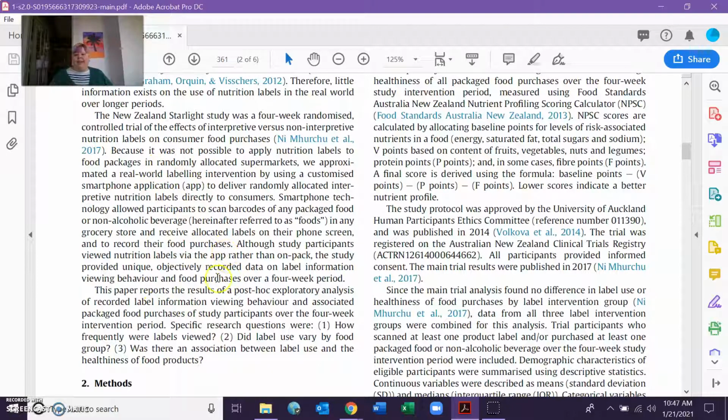So this is a post hoc analysis, an analysis they did after they collected data from a study. So this preceding paragraph tells a little bit more about the study. So that can be helpful to look at as well.